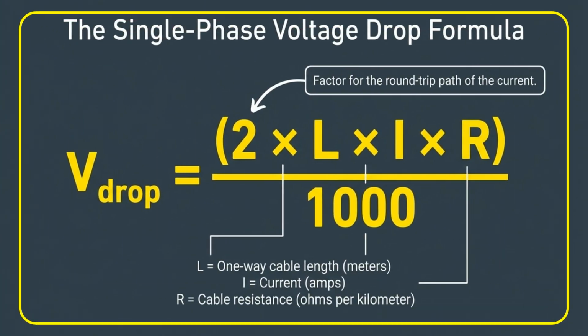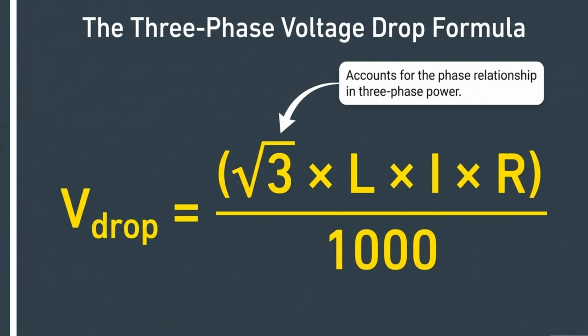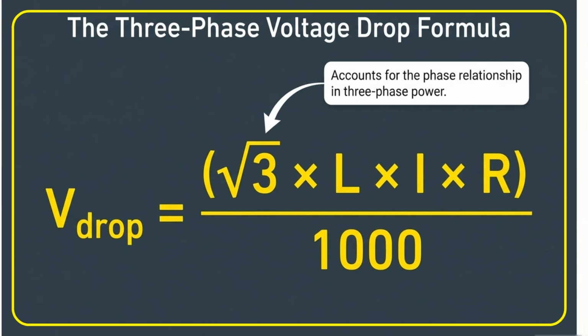For single-phase systems, we use this formula. The two-factor accounts for the round-trip path of the current. L is the one-way cable length, I is the current, and R is the cable resistance. For three-phase systems, the formula is slightly different, using the square root of 3, or about 1.732 instead of 2. This factor accounts for the phase relationship in three-phase power.